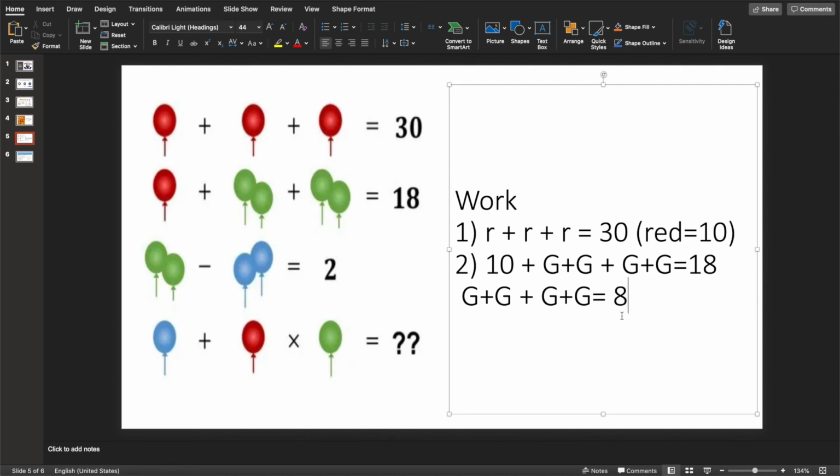Good, 8. Okay, so now I have 8 equals G plus G plus G plus G. In other words, 8 is being split how many times? Good, 4. 8's being split 4 times. So what is 8 fourths? Remember, there's a fraction for you. 8 over 4. 8 divided by 4. 8 divided by 4 is what? 2. Good. So that means that the green balloon equals 2. Green balloon equals 2. All right.